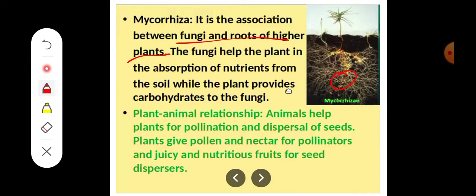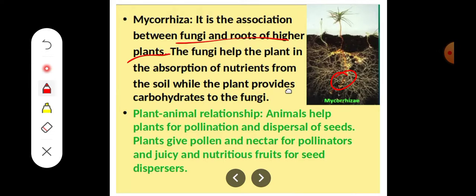So plant animal relationship, we know that plants need the help of animals for pollinating their flowers and also for dispersing their seeds. They are using the animals for both processes. And animals are obviously, if they are doing that work, they have to be paid for the work which they have done. That is what they expect from the plant. Right, they do pollination, or else they are dispersing the seed, and these animals will in return expect something from the plant.